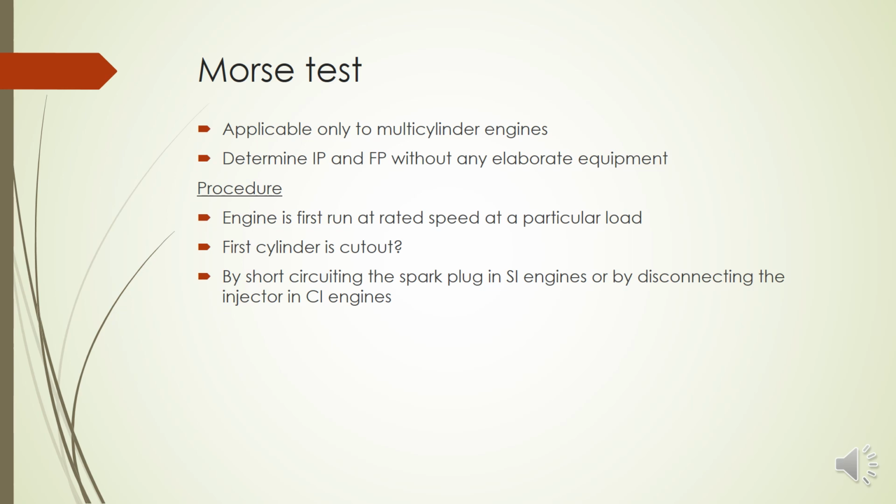So first cylinder cutout means we have to short circuit the spark plug if it is an SI engine or a petrol engine. And we have to disconnect the fuel injector or block the fuel injector if it is a diesel engine or CI engine. If it's a petrol engine, we have to short the spark plug. If it is a diesel engine, we have to remove the injector or block the injector.